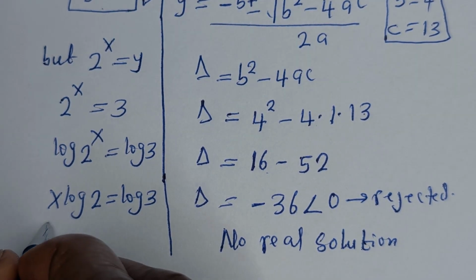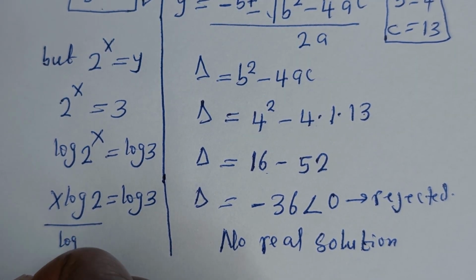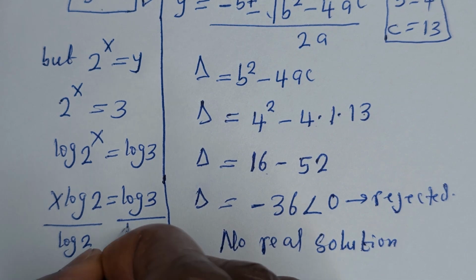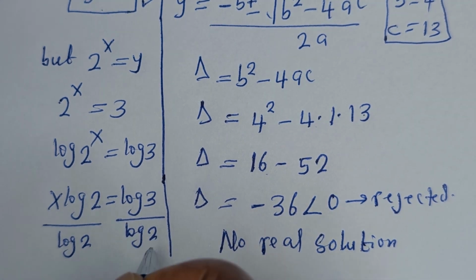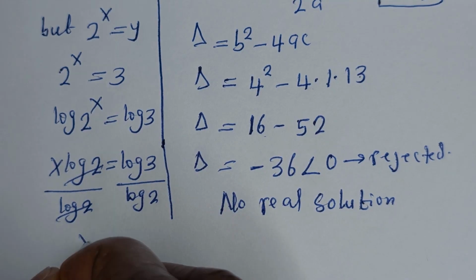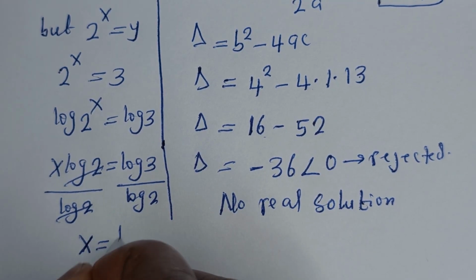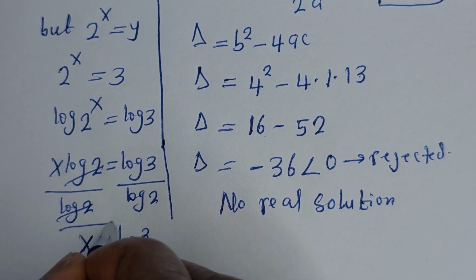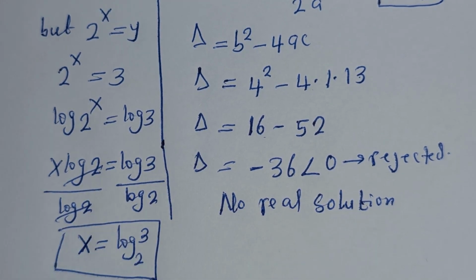Let us divide both sides by log 2. This log 2 cancels this log 2. So s = log 3 base 2. This is the final answer for x.